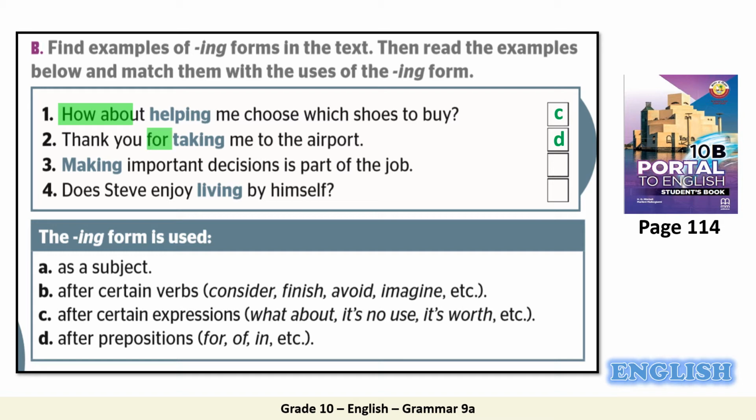Number 3. Making important decisions is part of the job. Which one have you chosen? Very good. That's the use A. As a subject, I put the ing form. So making here is a gerund as a subject.